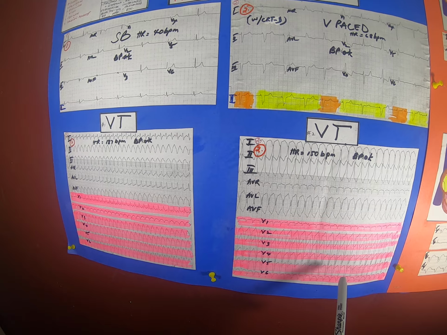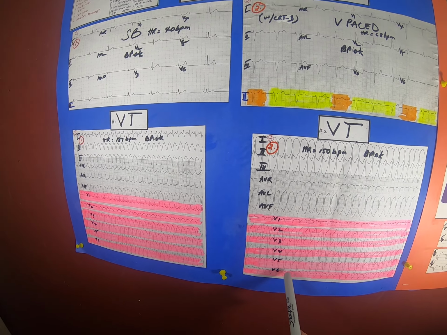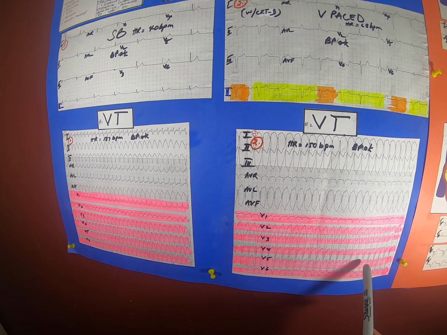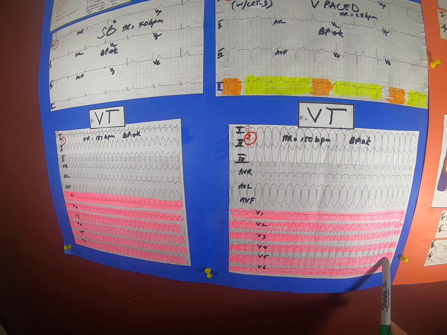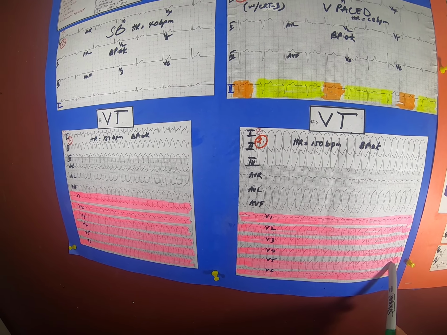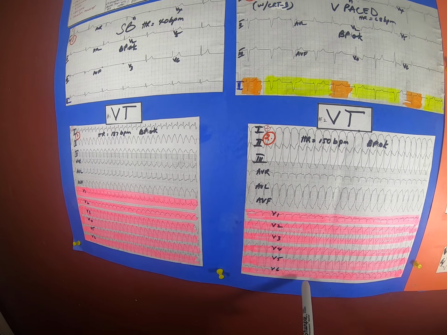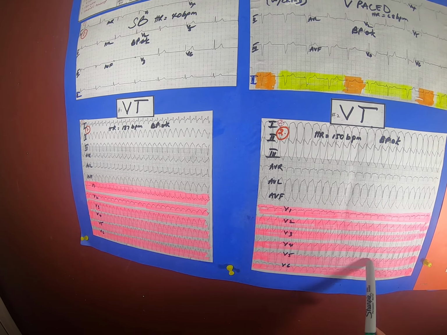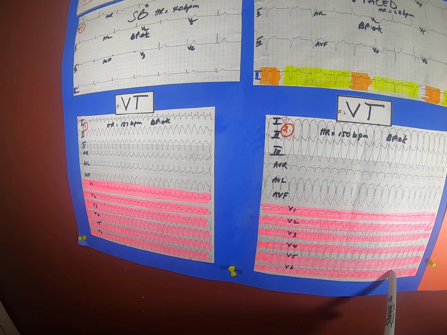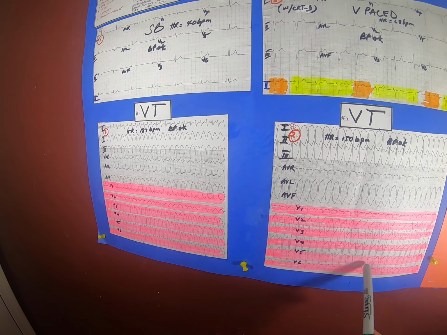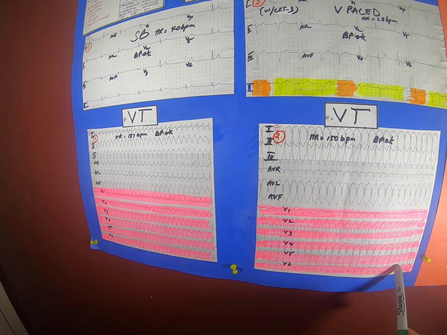Is it sustained or non-sustained? Well, this wide complex tachycardia is sustained because it exceeded 30 seconds. Is it polymorphic or monomorphic? Well, it is monomorphic because all the morphology of the QRSs are the same. Is it symptomatic or not? Well, that's the reason why the patient came to the ER, because of the symptoms.